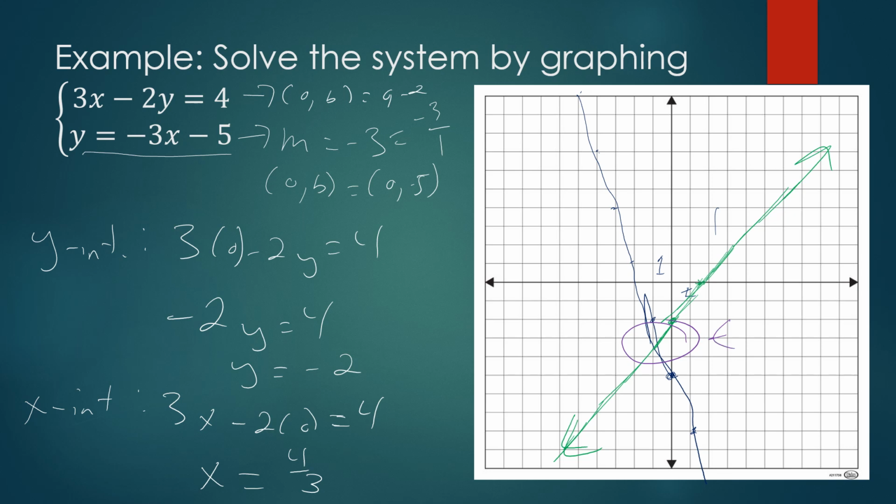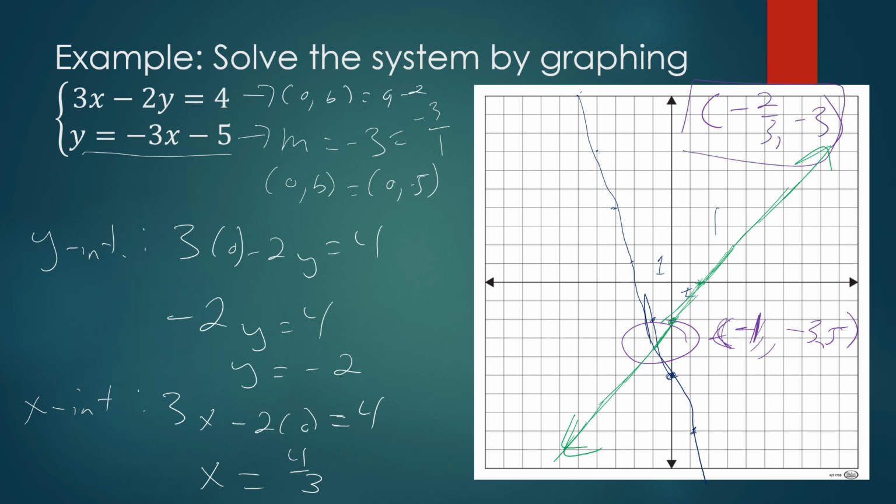And based on this, it looks like it's closer to (-1, -3.5). Okay. So based on my drawing, that's what it looks like. I will tell you that the actual solution is (-2/3, -3).